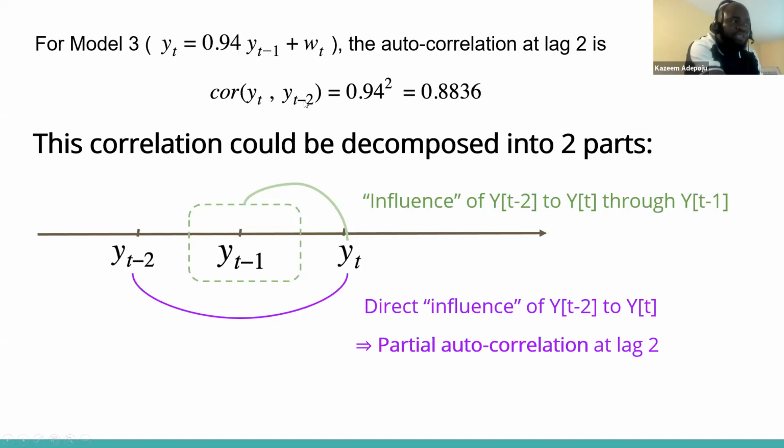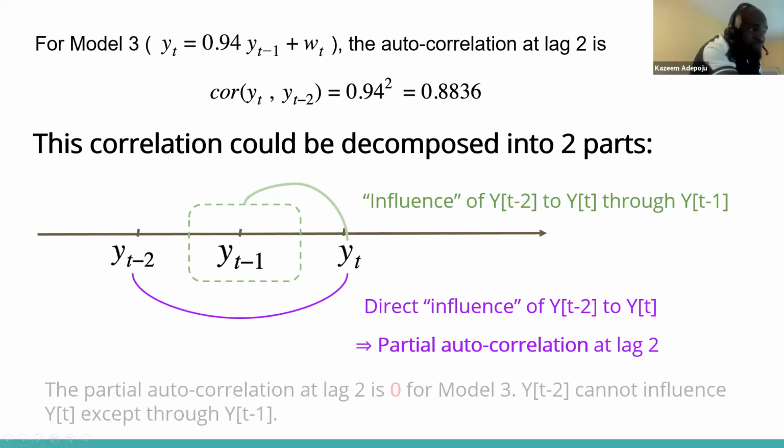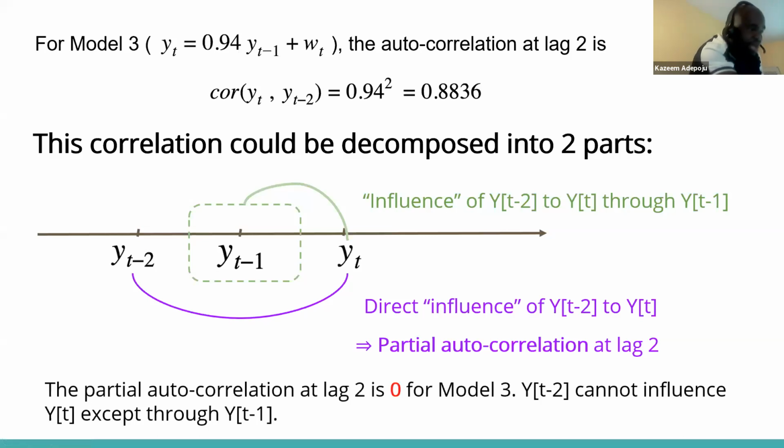And the same thing also happens here. If I have a direct correlation between y(t) and y(t-2) without controlling for y(t-1), then what I just have is autocorrelation. But in a situation where I actually control for what comes in between, then I'm actually talking about partial autocorrelation.